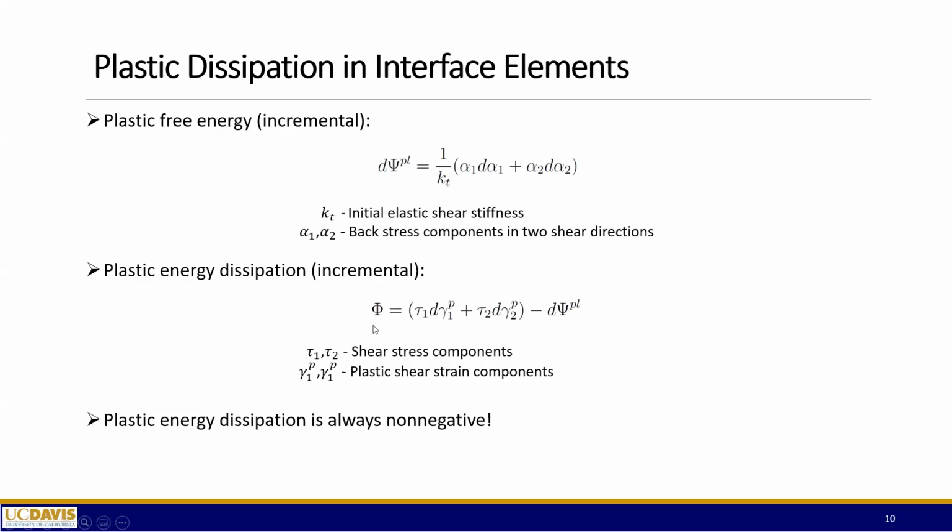So we say that the incremental plastic energy dissipation equals the first term in the brackets, which is the plastic work, because as you can see here, it's the multiplication between the shear stress and the incremental plastic shear strain, and then minus the second part, which is the plastic free energy. This is the approach we have always been using to calculate plastic energy dissipation. After this subtraction, the plastic energy dissipation should always be non-negative to satisfy the second law of thermodynamics.